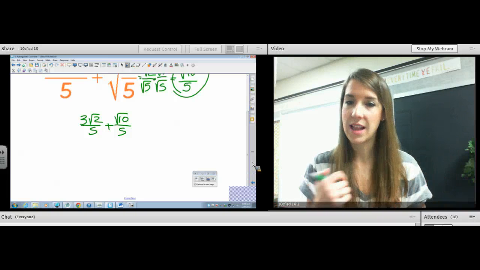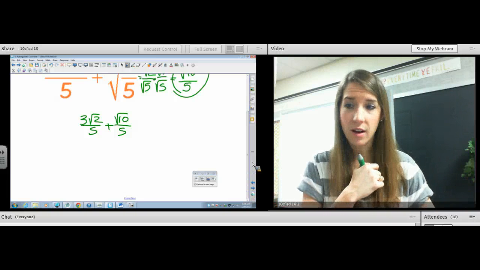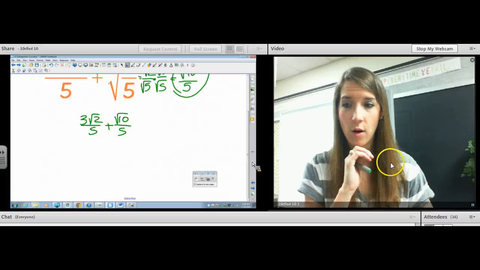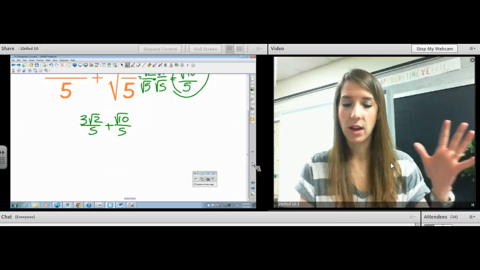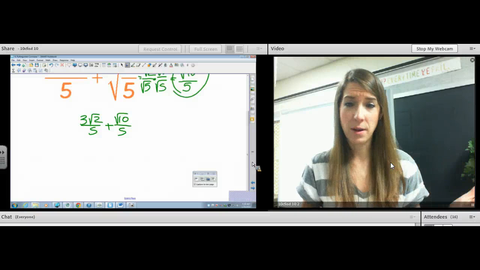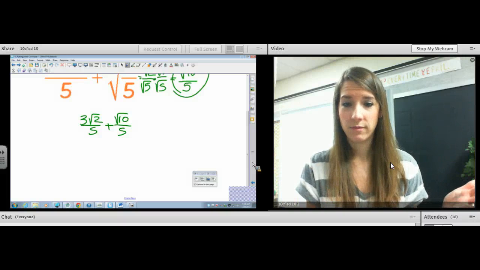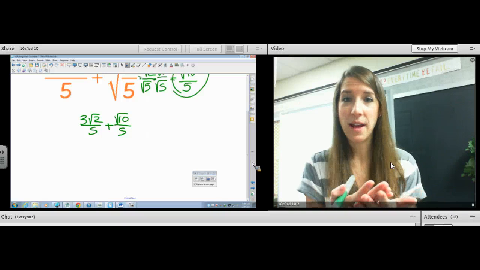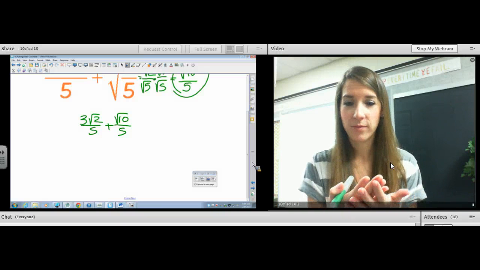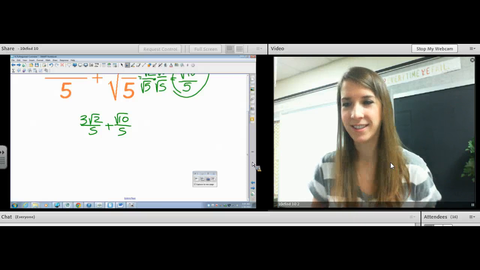Root 2 and root 10, that's an apple and an orange. You cannot combine them. Don't say root 12. It's not how it works. You've got 3 apples and 1 orange. How many do you have? Well, you have 3 apples and 1 orange. You don't have 4 apple oranges.